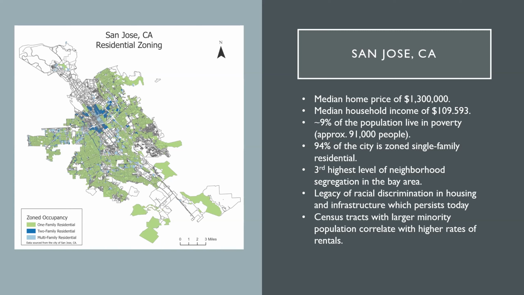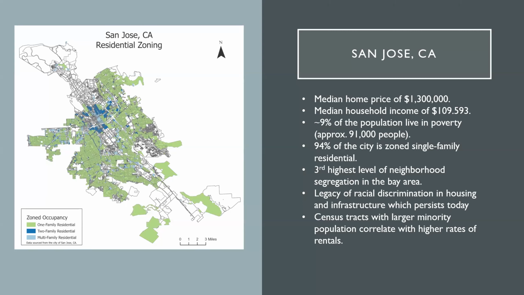The median home price in the city is $1.3 million, while the median household income is a little over $100,000. The National Low Income Housing Coalition found that San Jose has the second highest rent in the country, with the median rent of a 2-bedroom unit of approximately $3,051 a month. Despite these statistics, approximately 9% of the population live in poverty. That's about 91,000 people.